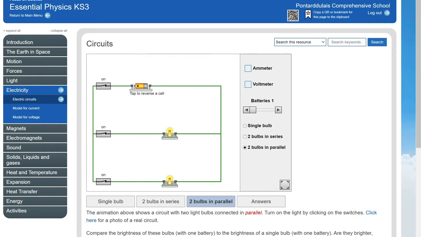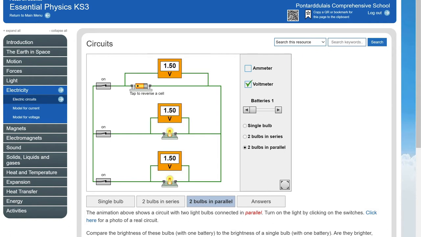You don't know what happened to the voltage because we haven't put the voltmeters in. Look now, we've got 1.5 volts from the battery and 1.5 volts across the 2 bulbs. It doesn't matter how many bulbs we put in parallel, you will still get 1.5 volts across them. Regardless of if I switch these on and off, it will still come back on at 1.5 volts.